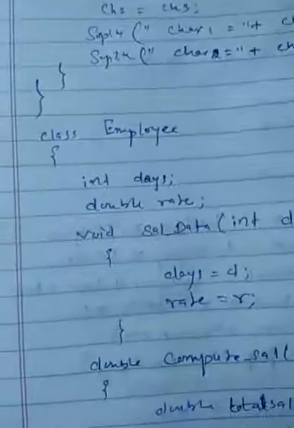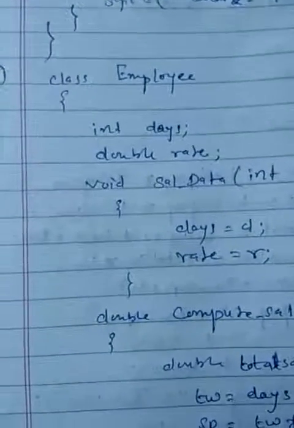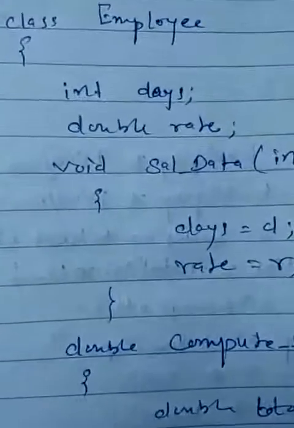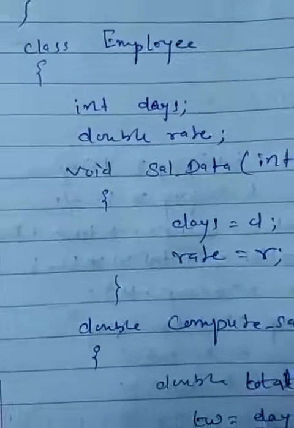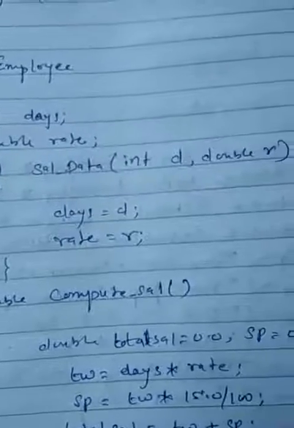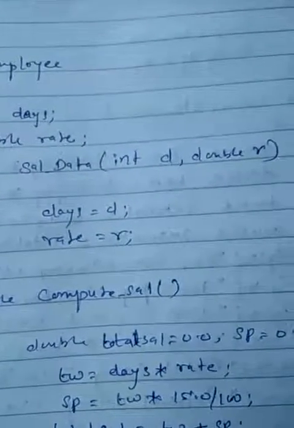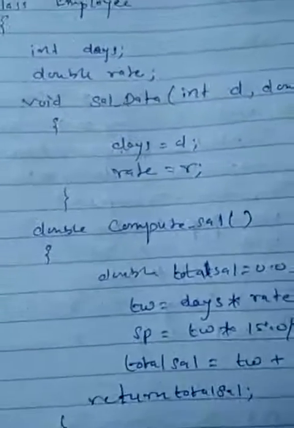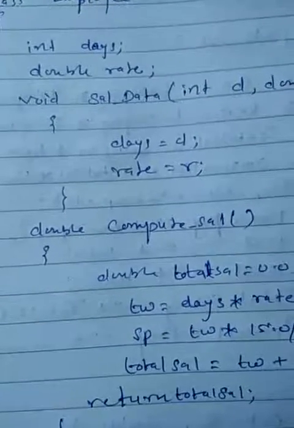Now question number 17, there is the class employee. We have to take two instance variables, days and rate, and there is the function salary_data that will read the value of days and rate. So we are assigning days equal d and rate equal r.